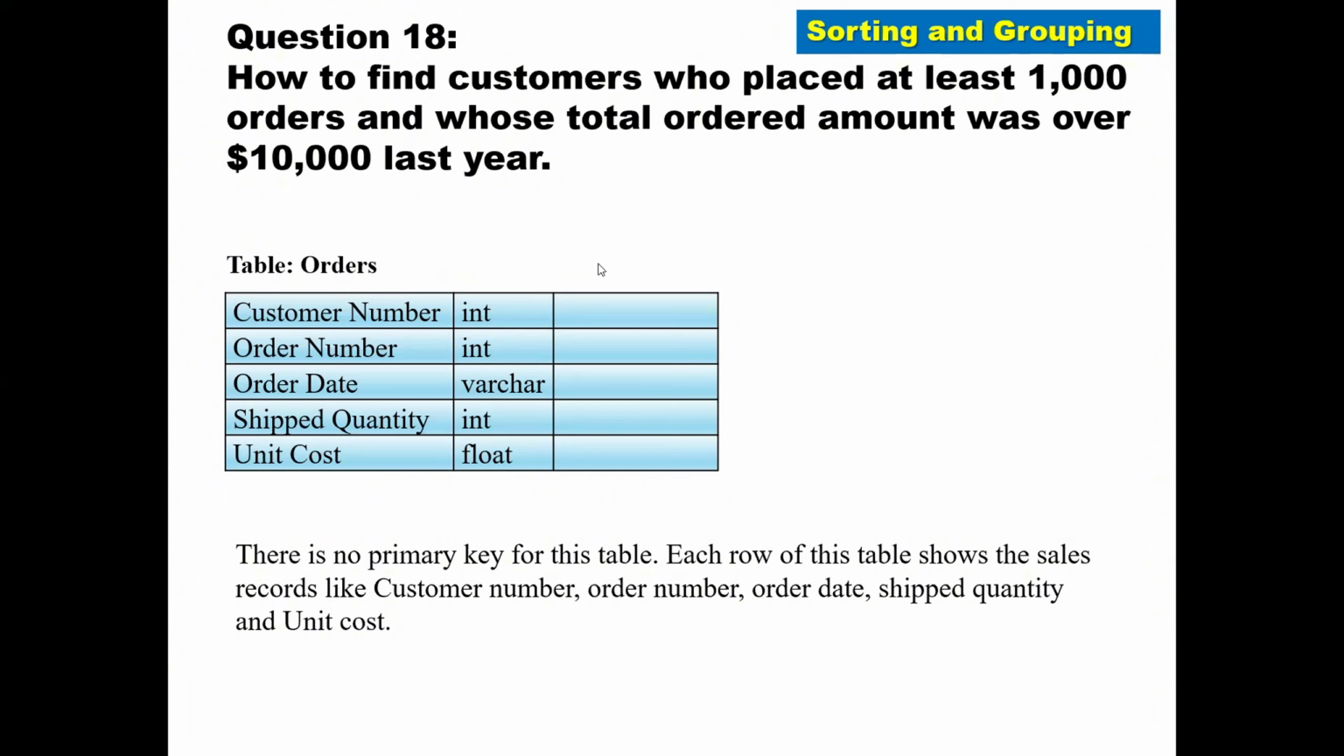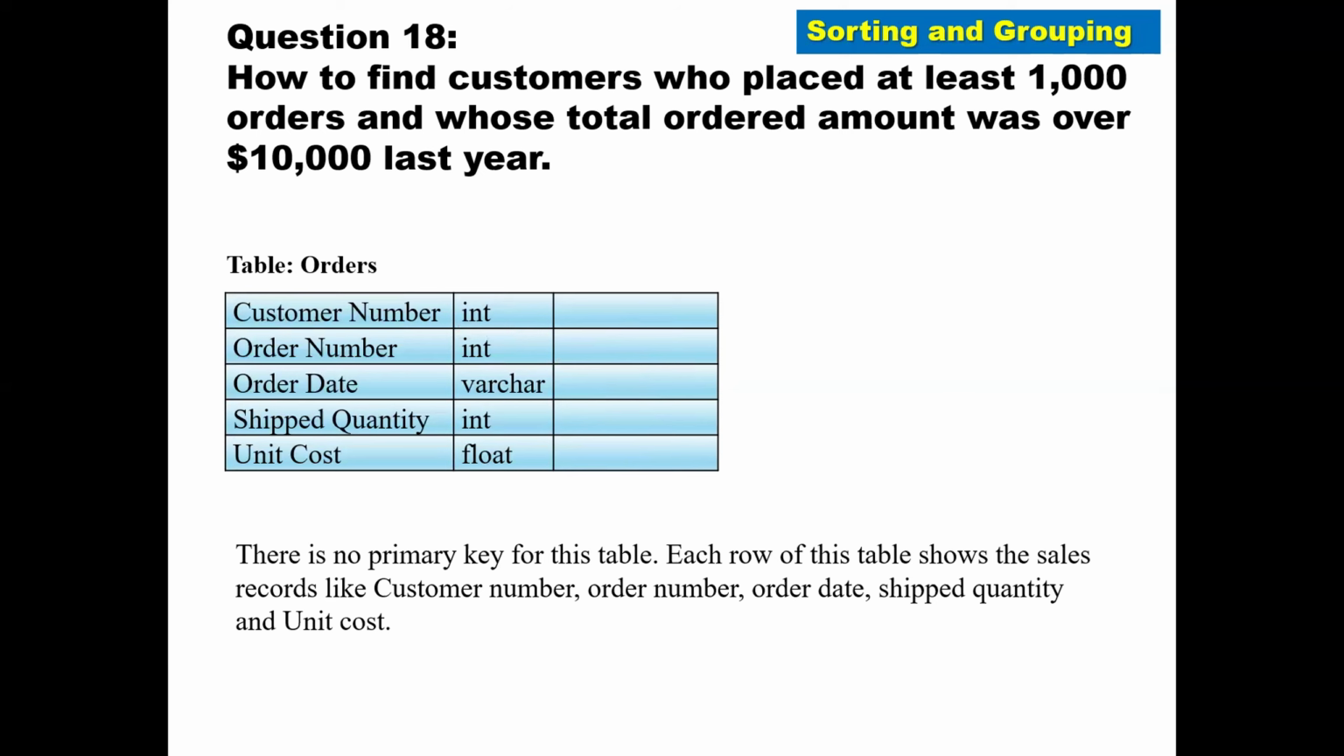We're working with an orders table that includes the following fields. Customer number identifies the customer. Order number tracks each order. Order date tells us when the order was placed. Shipped quantity, how many items were shipped. Unit cost, price per unit. There is no primary key in this table, and each row represents a line item in a sales transaction.